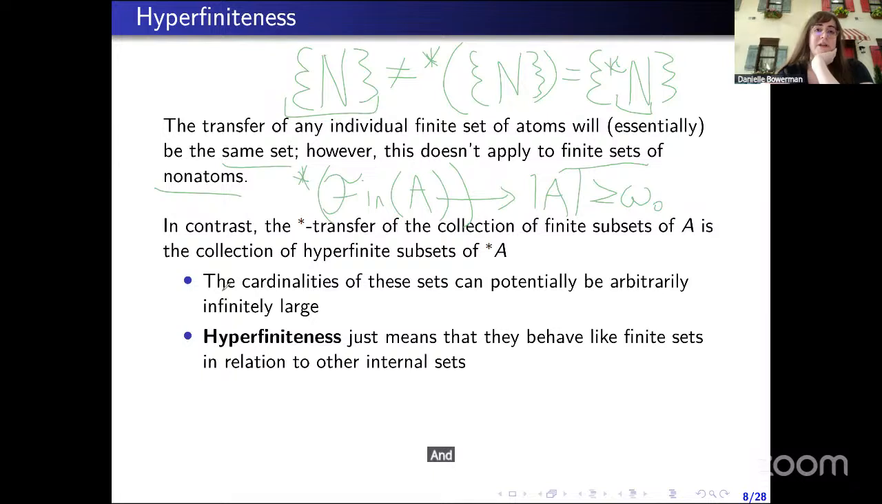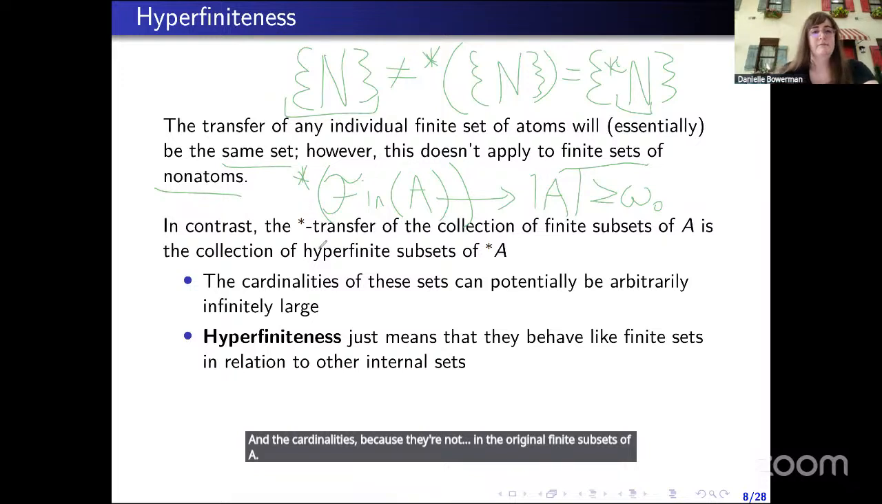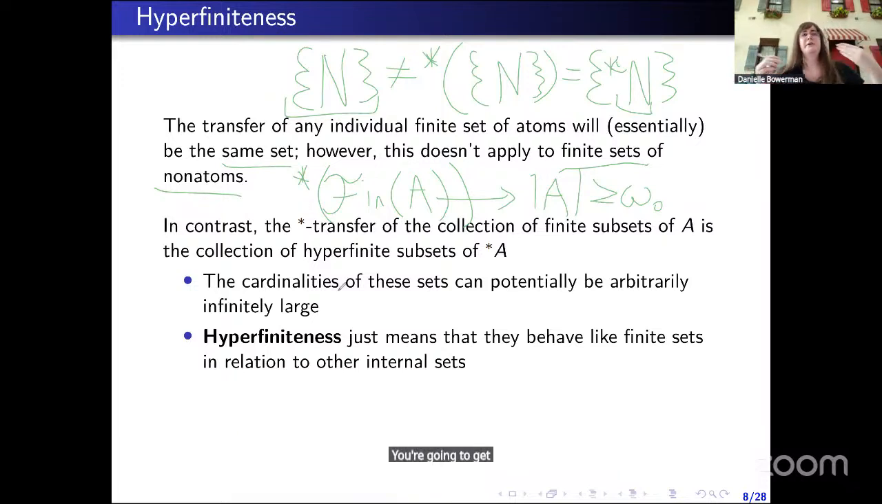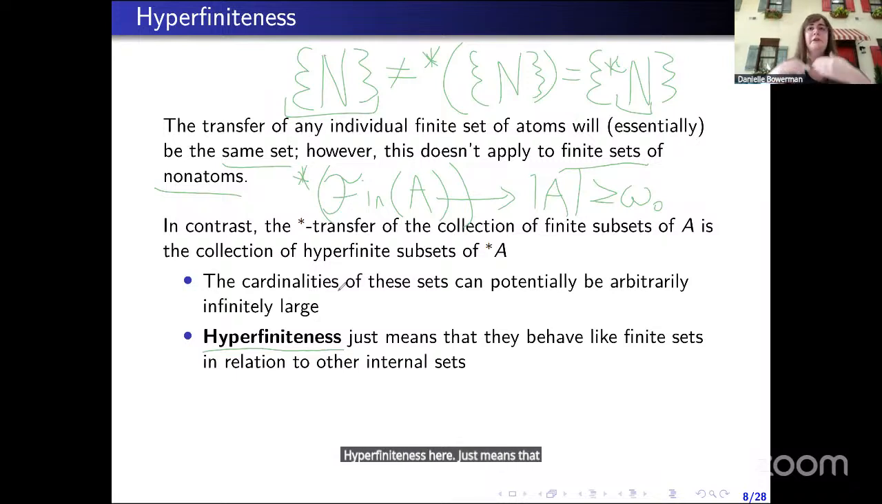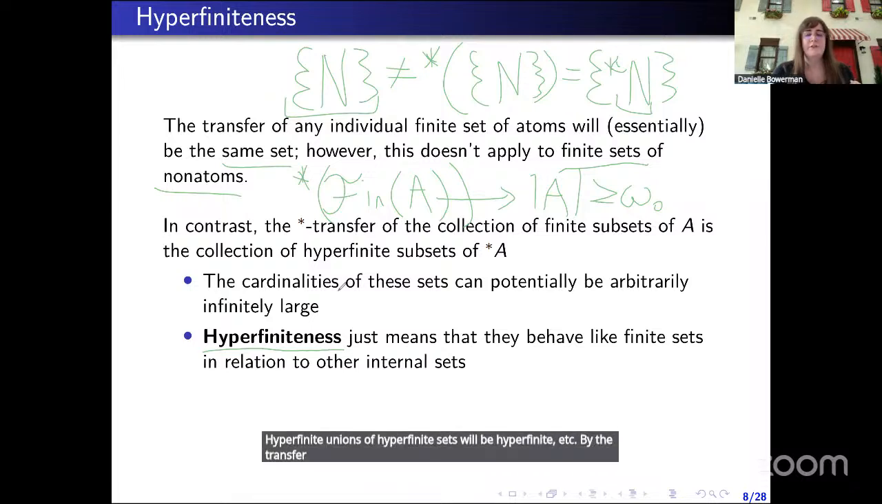And the cardinalities, because they're not in the original finite subsets of A, you're going to get that they're potentially arbitrarily infinitely large cardinalities. Hyperfiniteness here just means that in the context of internal sets only, they behave like finite sets. So they're well-ordered. Any internal set contained in a hyperfinite set will also be hyperfinite. Hyperfinite unions of hyperfinite sets will be hyperfinite, etc. By the transfer principle, you can transfer any sentence about finite sets to hyperfinite sets.